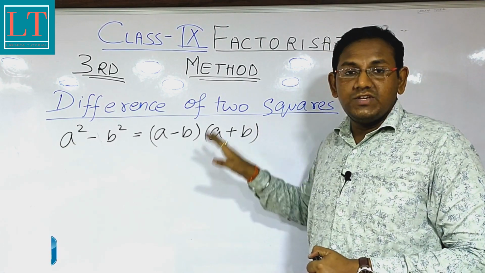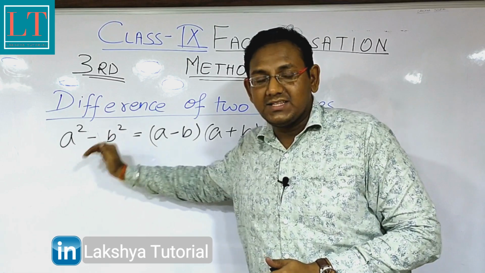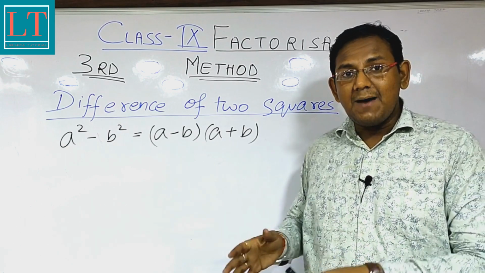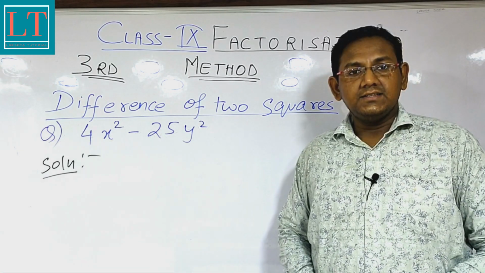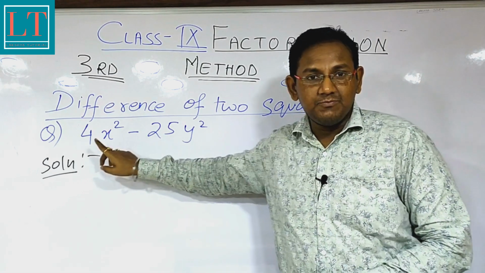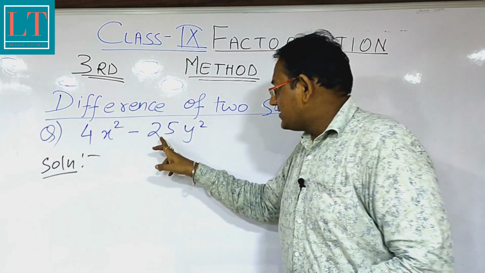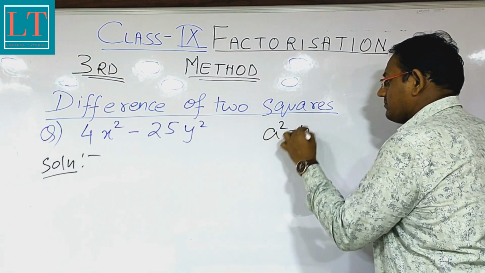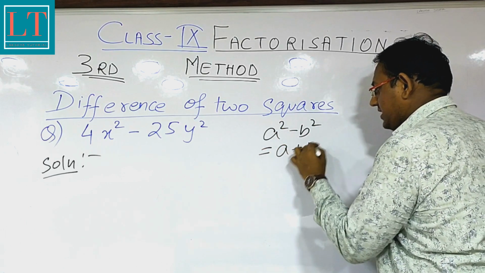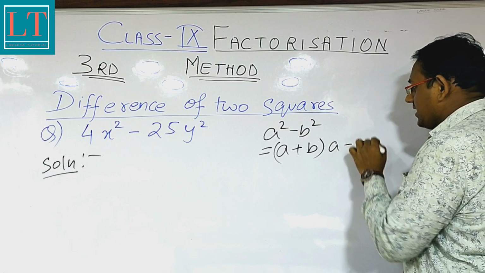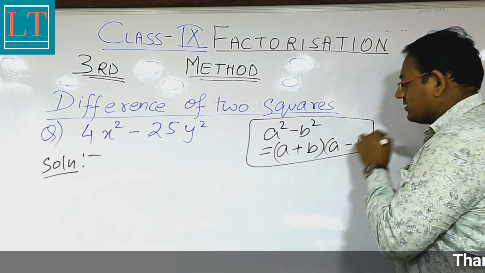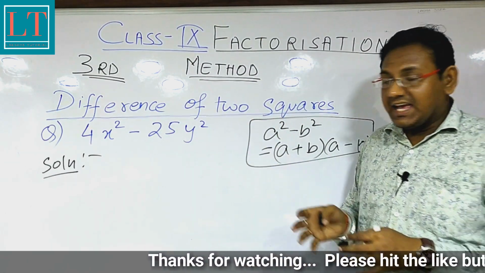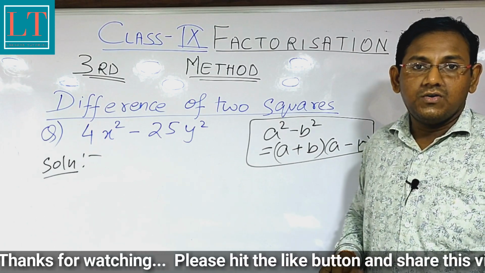So in this particular case, we are going to apply this formula, the difference of two squares. Now let us quickly start with the examples of this concept. Let us understand the first question. In the first question we have been given 4x square minus 25y square. And what is the formula that we are going to apply? We are going to apply a square minus b square, that is a plus b into a minus b. So let us figure out whether we can express this in the a square minus b square form or not.